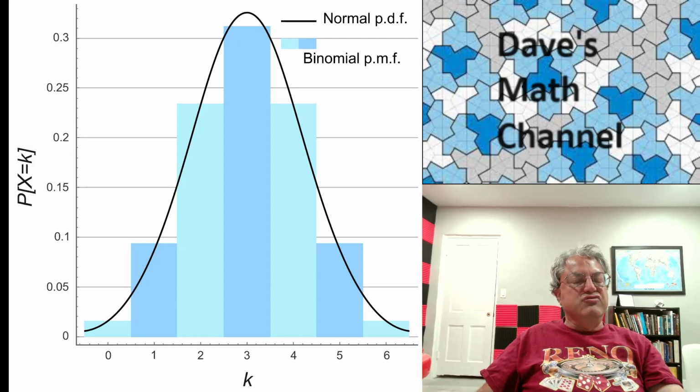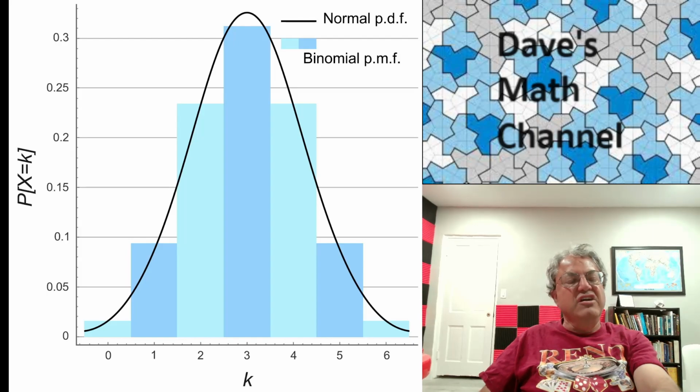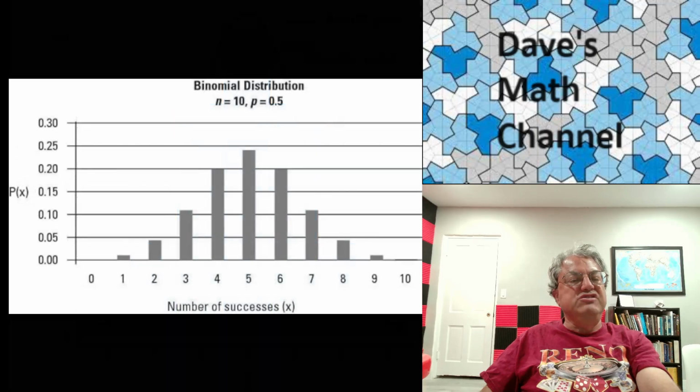But notice that even though 3 is the most likely number of heads, it's still only about a third probability, 20 out of 64. It's less than a half. So even though it's the most likely result, you can expect that it's probably not going to be exactly a half. And that effect increases as you increase n.